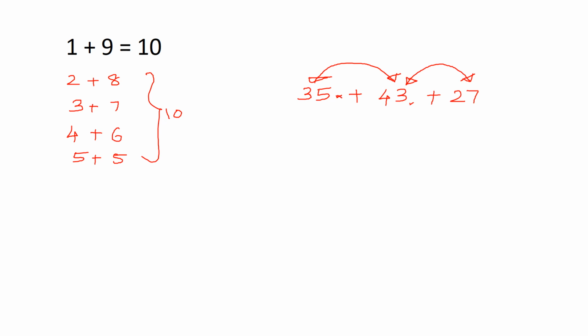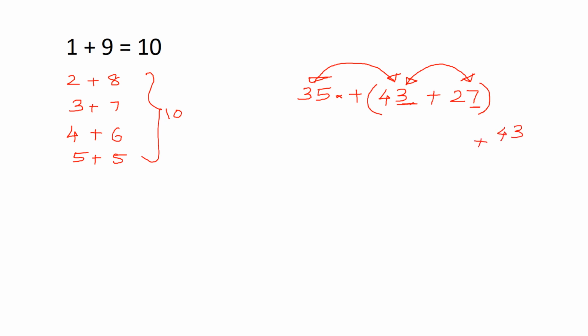Can you see? 3 plus 7 is 10. 3 and 7, if you add, you will get 10. So, for getting 10, we will immediately put these two in brackets. This we will do first. Then it will be easier for us. Okay. Let us see. 43 plus 27, what is the answer?